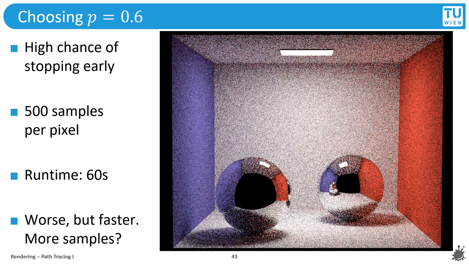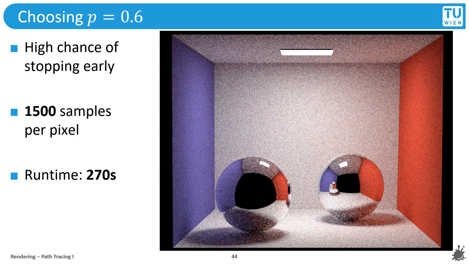So if we want to create a good quality image with this Russian roulette setting, we must increase the number of samples. If we pull the number of samples up to triple of the original, the runtime is now a bit slower than it was even with the high survival probability, but the quality has increased as well.